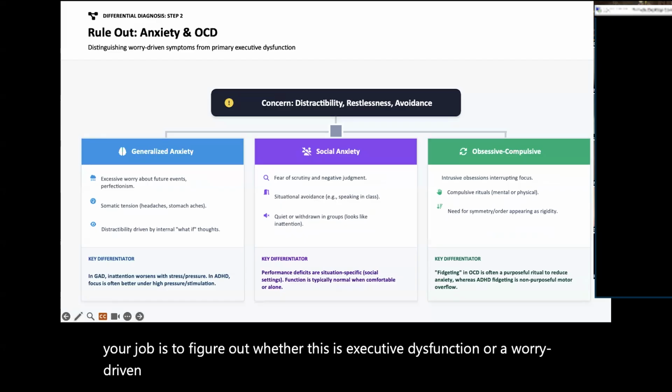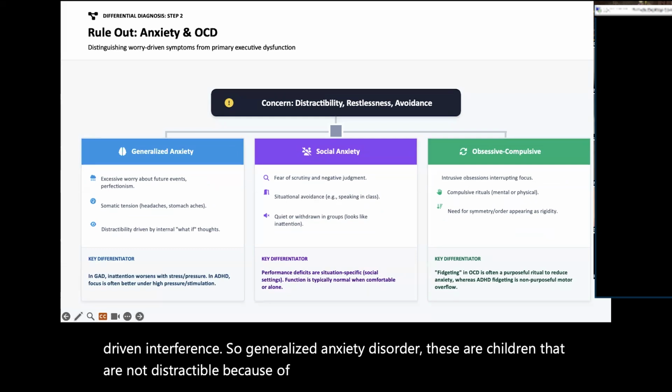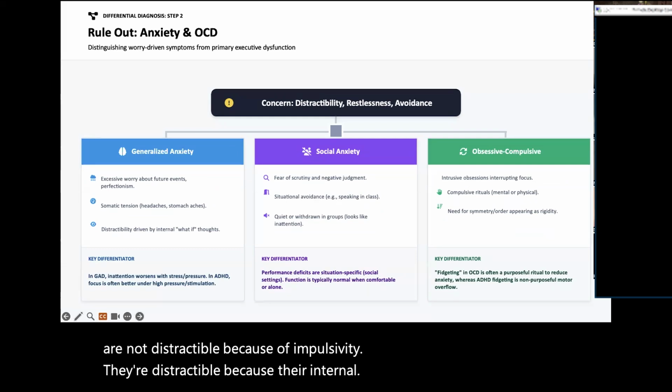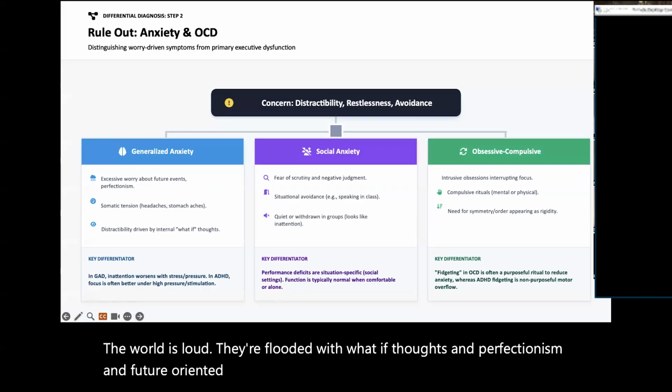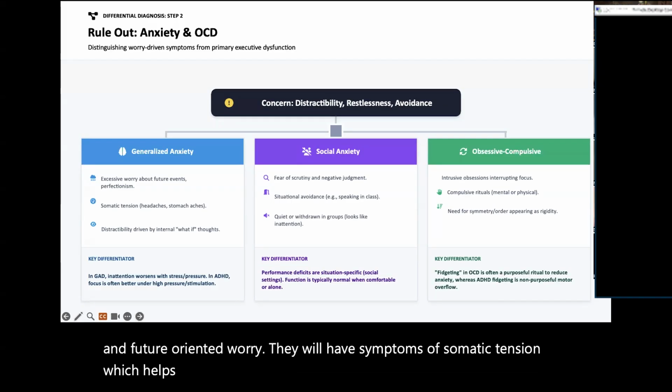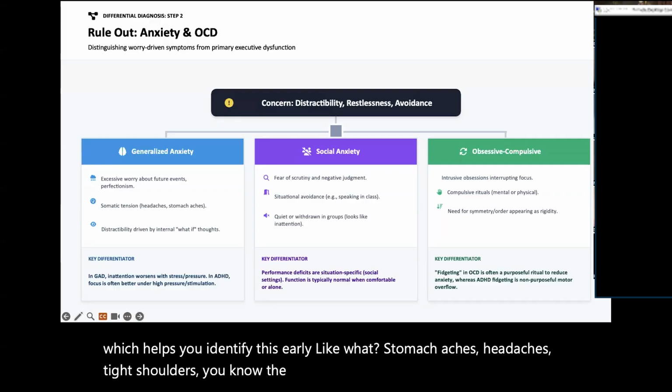So generalized anxiety disorder: these are children that are not distractible because of impulsivity. They're distractible because their internal world is loud. They're flooded with what-if thoughts and perfectionism and future-oriented worry. They will have symptoms of somatic tension, which helps you identify this early. Like what? Stomach aches, headaches, tight shoulders, the classic generalized anxiety symptoms.